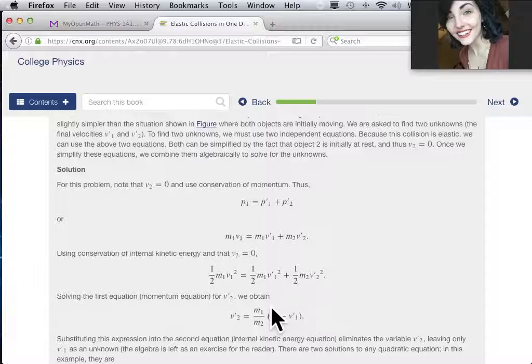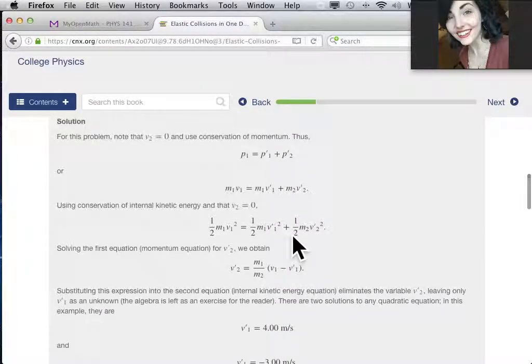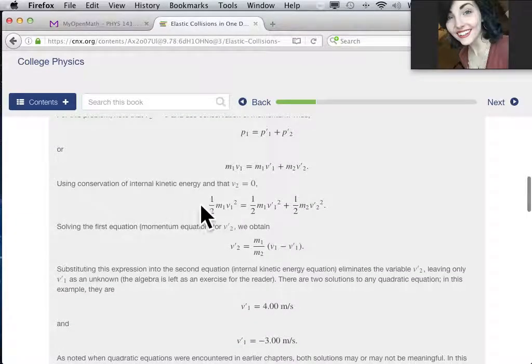And what they're going to do here is solve for v2 prime in the momentum equation. They solve for v2 prime, and they get m1 over m2 times (v1 minus v1 prime). And then they plug this into the kinetic energy equation for v2 prime, which means they're going to square it, which is going to be messy. But either way, you're going to have to do something. So they plug that in there, and they get this big messy equation to solve for v1 prime. When they solve for v1 prime, they get 4 meters per second.